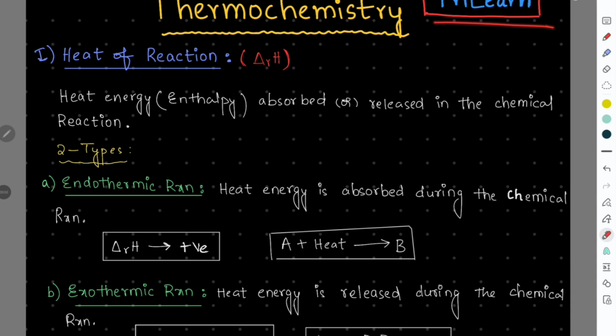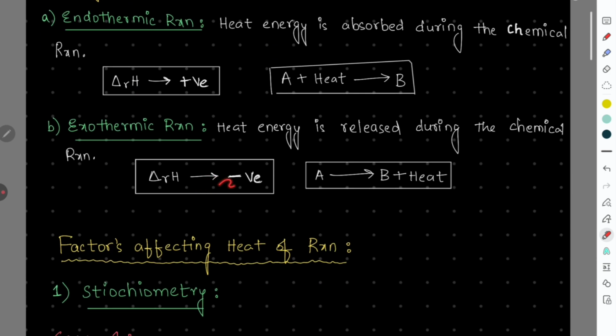Welcome to TriLearn. Today we are discussing thermochemistry. Heat of reaction, denoted as delta H, is the heat energy or enthalpy absorbed or released in a chemical reaction. This is of two types: endothermic reaction and exothermic reaction. In an endothermic reaction, heat energy is absorbed during the chemical reaction. Delta H is positive. In an exothermic reaction, heat energy is released during the chemical reaction. Delta H is negative.